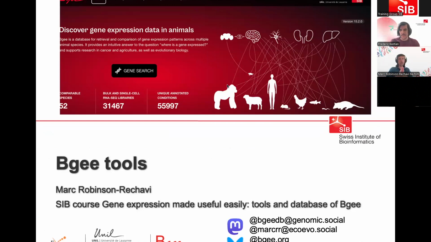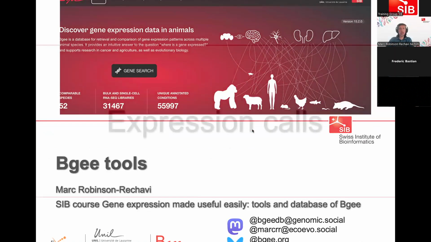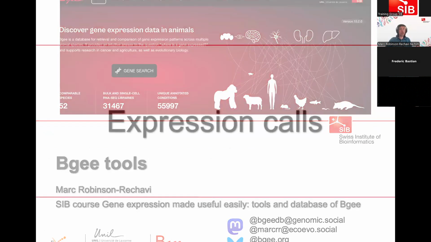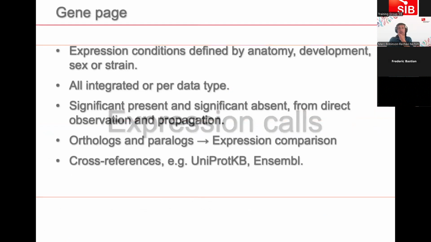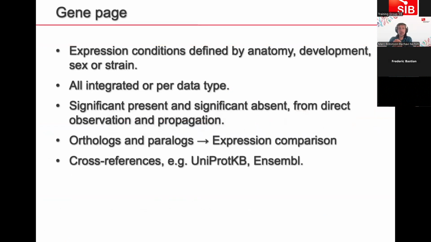Okay, so I will now speak to you about the tools in Bgee. And so first, the tools which allow us to access the expression calls. There we have a gene page. We've already shown it a bit to you. You've seen it in several of our slides.